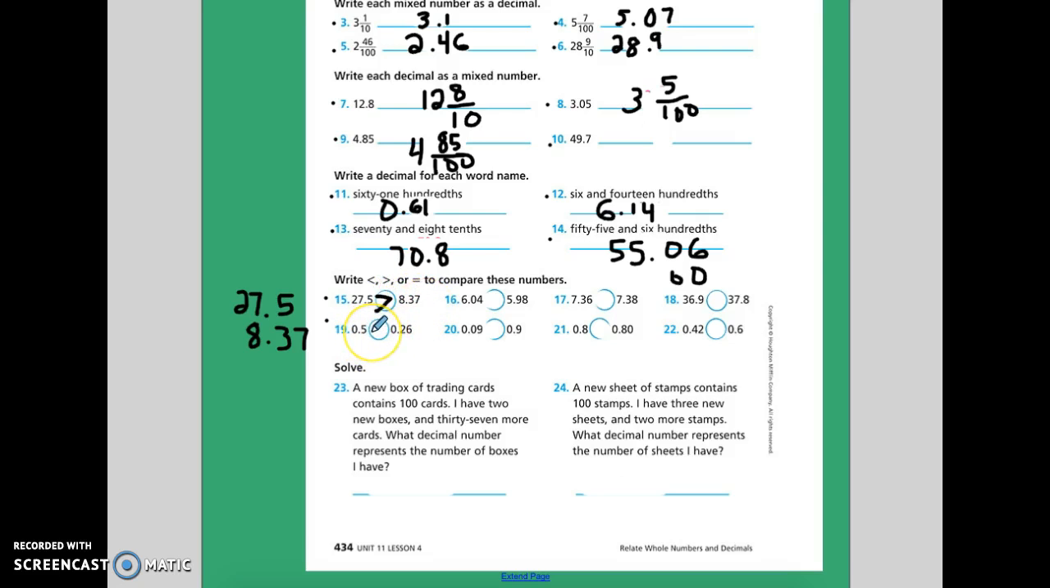All right, why don't you go ahead and try number 19 on your own. This is a review, so go ahead and try that on your own. All right, so you would have done 5 tenths, and you would have done 26 hundredths. And then I compare, my zeros are the same, and then I go here and I think, oh, well, 5 is much bigger than 2, so my 5 tenths is greater than my 26 hundredths.